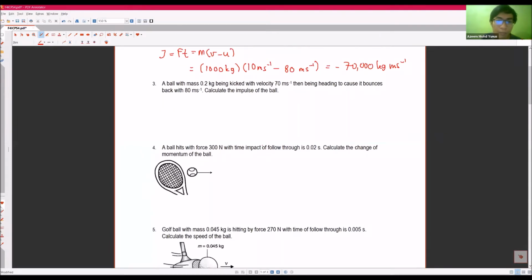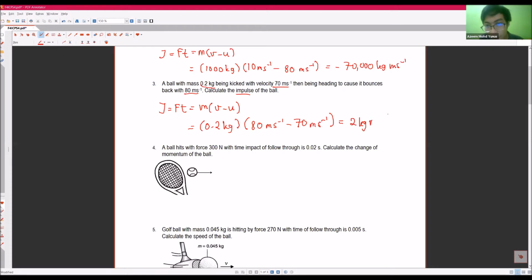So let's move on to number 3. A ball with mass 0.2 kilogram is kicked with a velocity of 70 meters per second, then is headed, causing it to bounce back with 80 meters per second. Calculate the impulse of the ball. Again, we don't have force and we don't have time, so we can just use the same formula as above. But this time, the velocity is increasing, thus the momentum is also increasing. So we're expecting the change in momentum to be positive, thus the impulse to be positive. We plug in the mass, 0.2 kilogram. The final velocity is 80 meters per second minus 70 meters per second for the initial velocity. When we plug in, we get 2 kilogram meter per second. We expect it to be positive because the velocity is increasing.